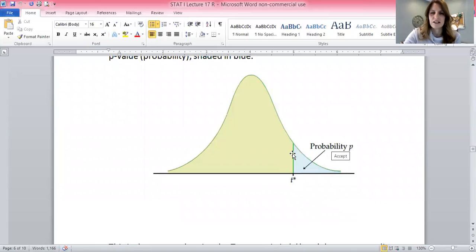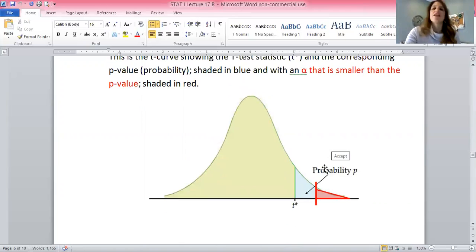And here's my test statistic representing that. So my test statistic goes here on my curve, and then everything to the right of it, so this means it's a greater than, everything to the right is my probability. That's the value I'm going to calculate. Now, when I look over here, I'm going to add the alpha to it. We have two scenarios. The alpha can be smaller. So if our alpha is 0.05, it could be smaller than my p-value, and we could see that visually here.